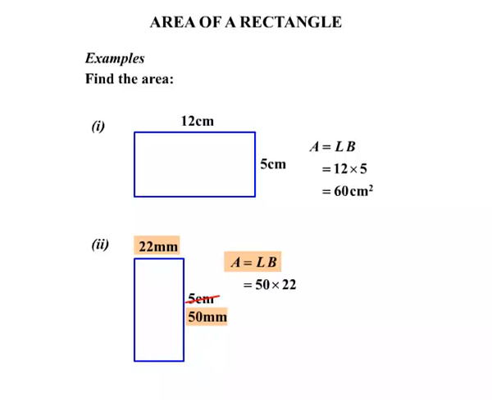So it equals 50 times 22, and calculating that, it works out to be 1,100, and the units we're dealing with are millimetres, so we write millimetres squared.